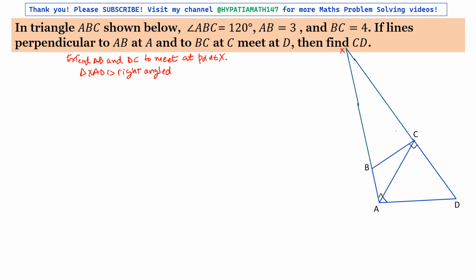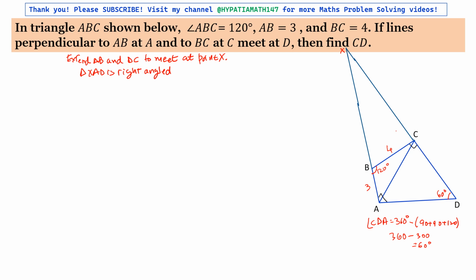And you know that angle ABC is 120 degrees, and that we've been given 3 and 4. And then we know angle CDA would equal 360 degrees minus, because ABCD is a quadrilateral, 90 plus 90 plus 120. So that is 360 minus 300, and so that is 60 degrees. So that would be 60 degrees, angle CDA.